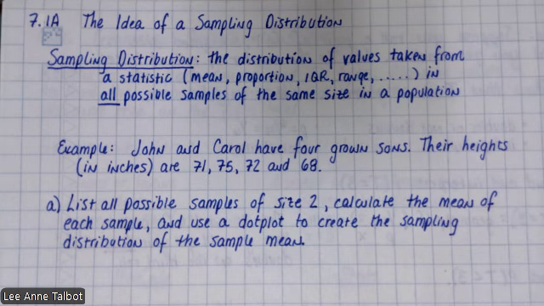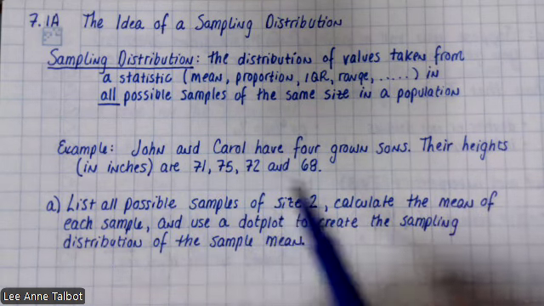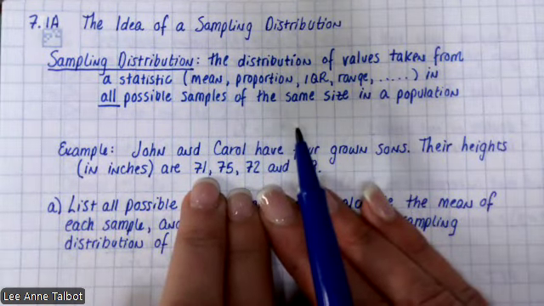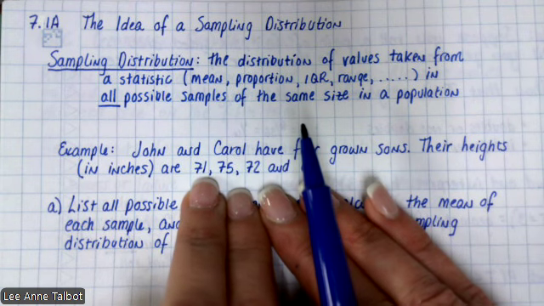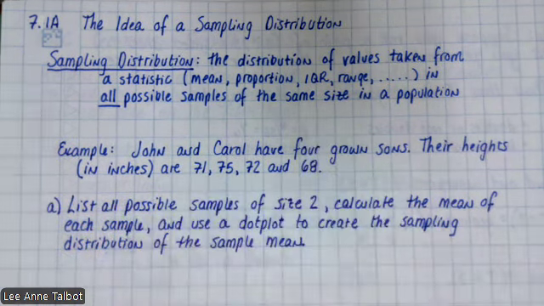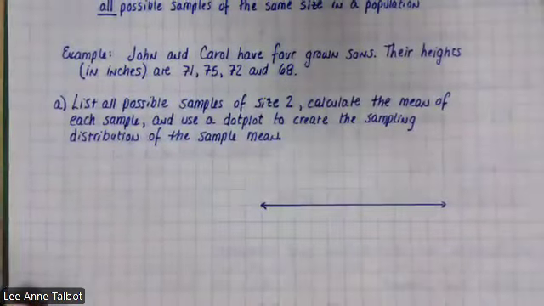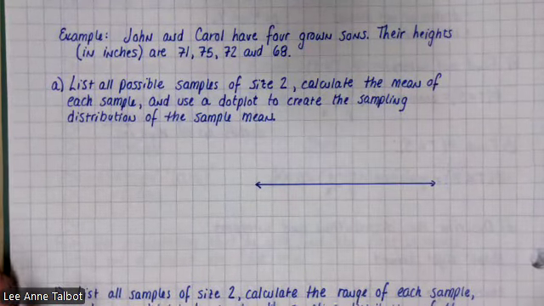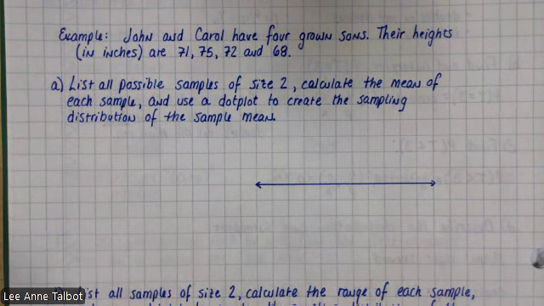Okay. John and Carol have 4 grown sons. Their heights in inches are 71, 75, 72, and 68. This is the full population of that. Why would you do a sample when you know all of the people and they're right there and you measured them? This is just a hypothetical situation. Okay, so list all possible samples of size 2, calculate the mean of each sample, and use a dot plot to create the sampling distribution of the sample means.